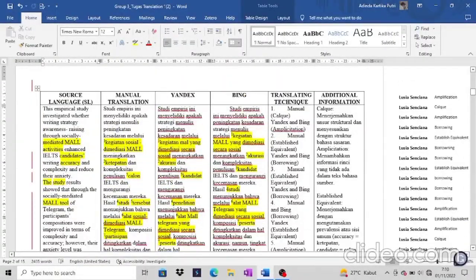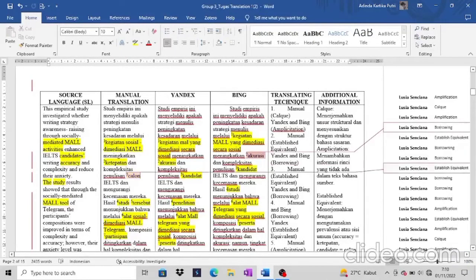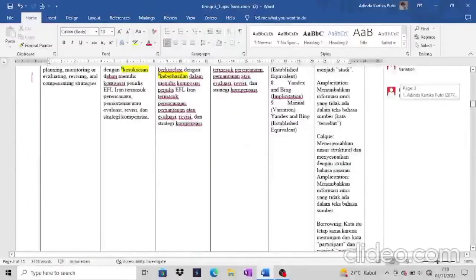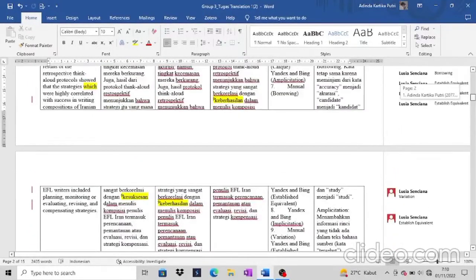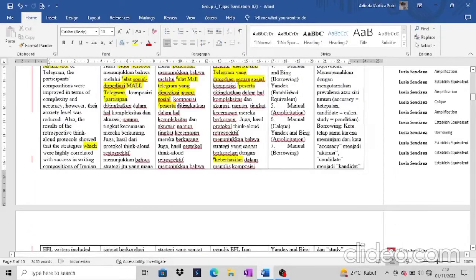Okay, for Yandex and Bing, they used borrowing. So borrowing, the word remains the same because it borrows from the word accuracy and becomes "akurasi."